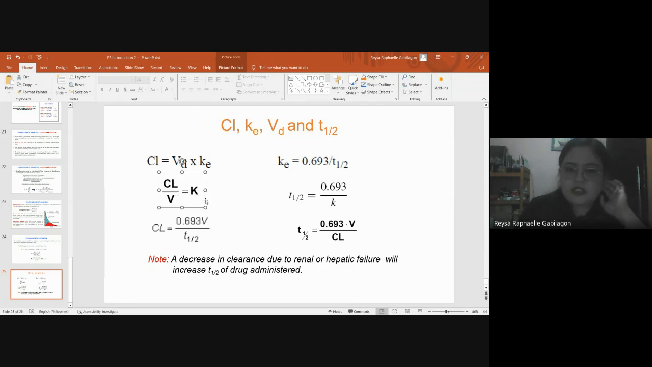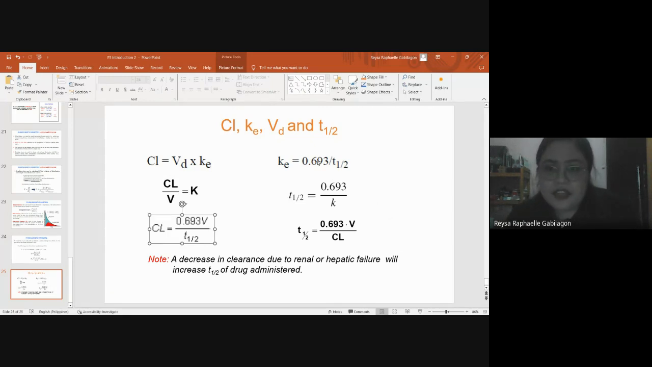So this is just a derived formula. If we want to compute for the clearance, but what we have is the half-life, then we may use this formula: 0.693 times the volume of distribution divided by the half-life. Now, if we want to compute for the elimination rate constant, we have here the formula 0.693 divided by the half-life. Or pwede ding kabaliktaran if we want to compute for the half-life.